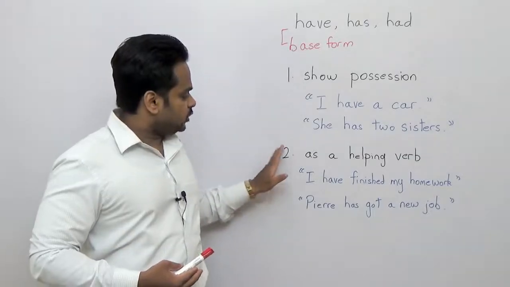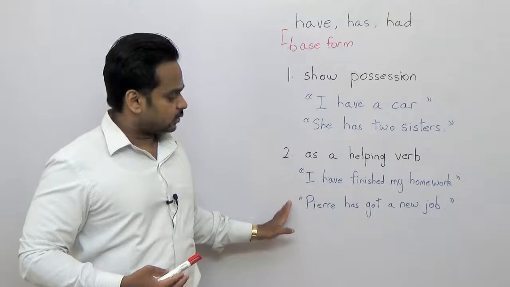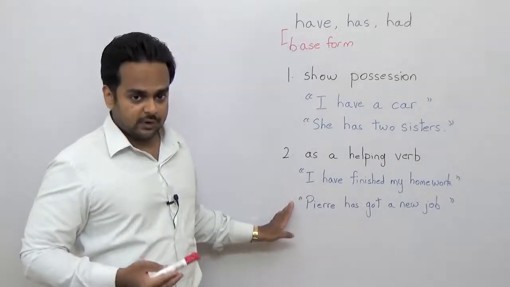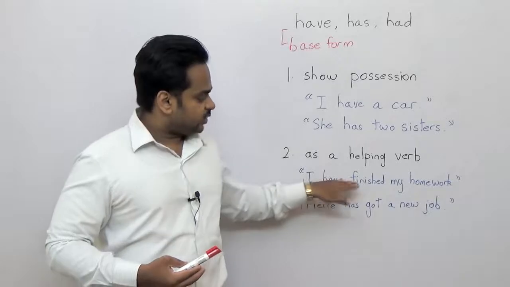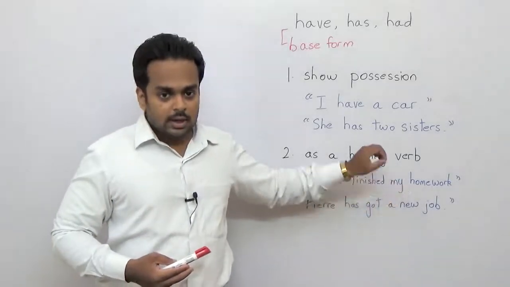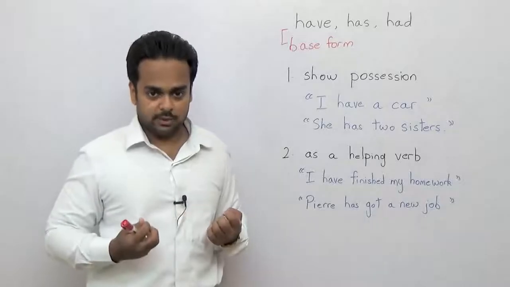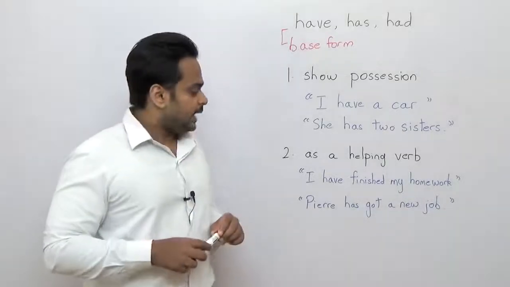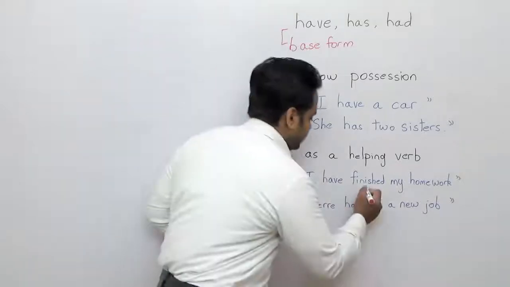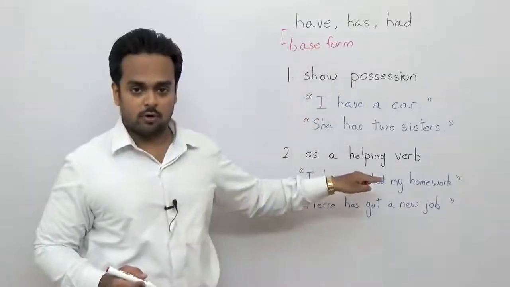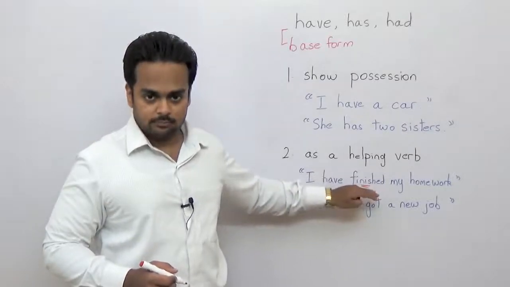Now, have can also be used as a helping verb. Here, I have two sentences in the present perfect tense. Now, if you look at this sentence over here, I have finished my homework. In this sentence, have is not showing that someone has something. That's not the function. In this sentence, the main verb is finished. That's the main verb. Have is helping this verb.